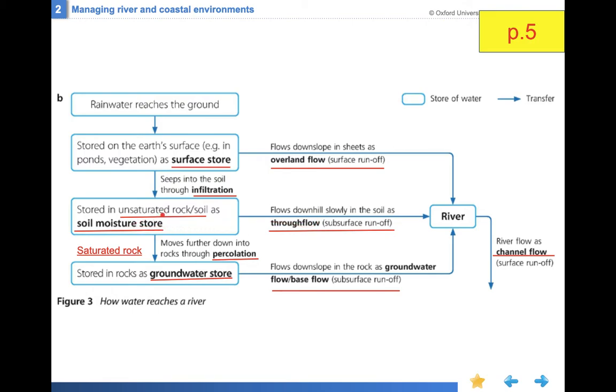When the water is further moved down to the rock layer, this is what we call percolation. Because the rock here, most of them are saturated rock. They may just run through the cracks or the joints of the rock. And here is where we store the groundwater too. 地下水. So this is what we call the groundwater store.